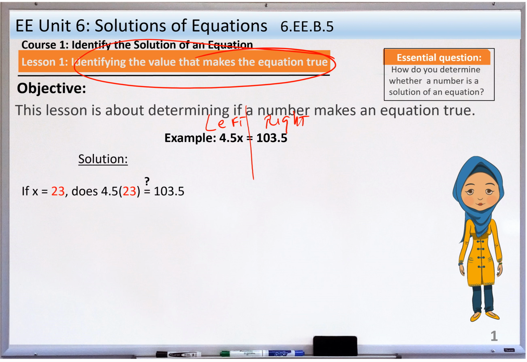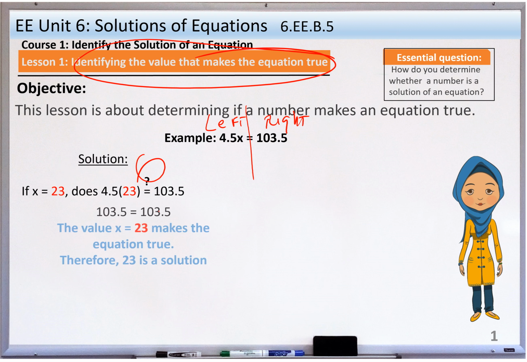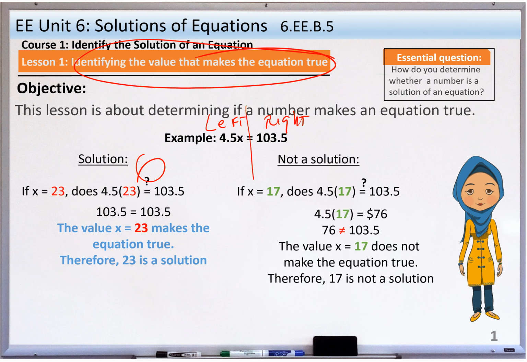So here we have the solution. We're asking ourselves, does 23 make the equation true? If we substitute 23 in for x, we do find that 103.5 is the answer. So that means that the value x equals 23 makes the equation true. On the other hand, if we say x is 17, we substitute 17 in the equation, and we find that it does not make it true. So x equals 17 is not a solution.